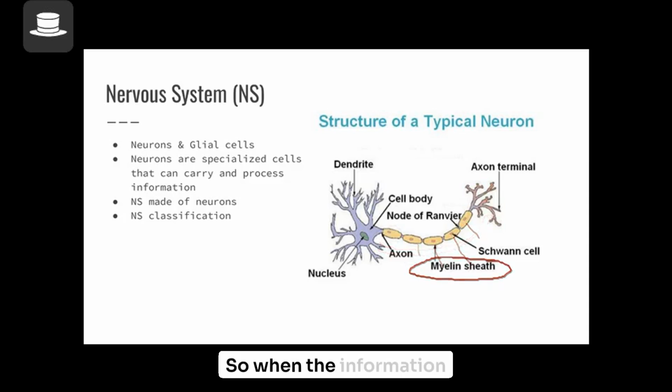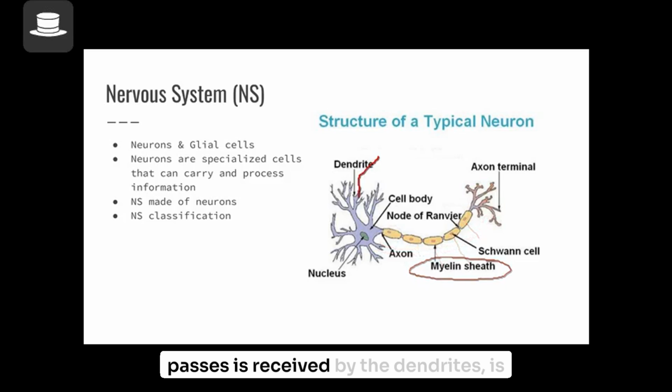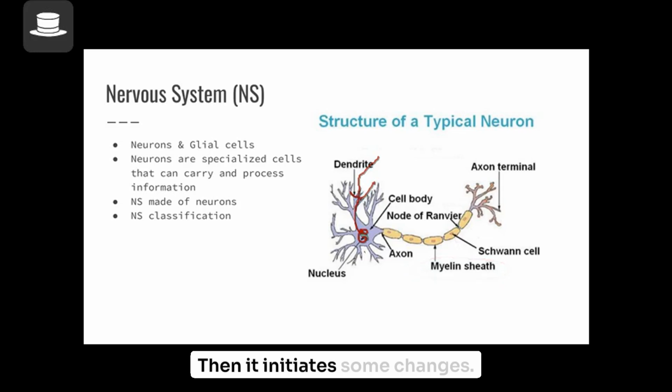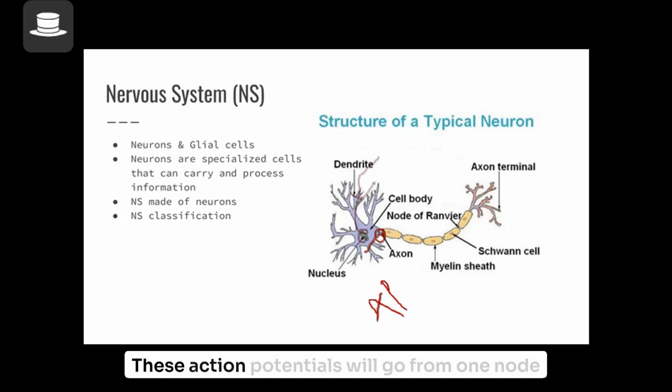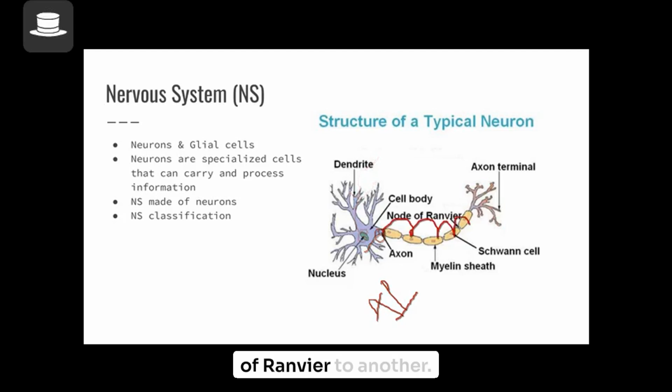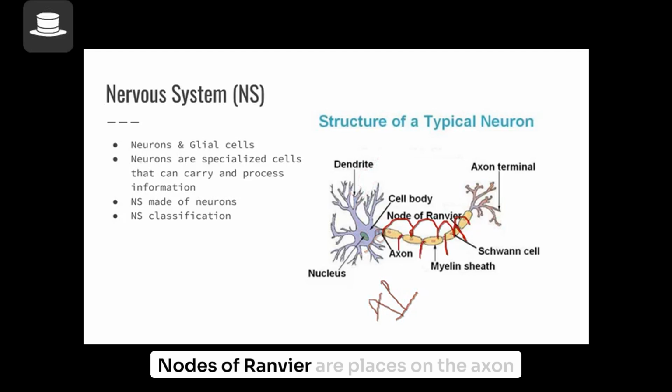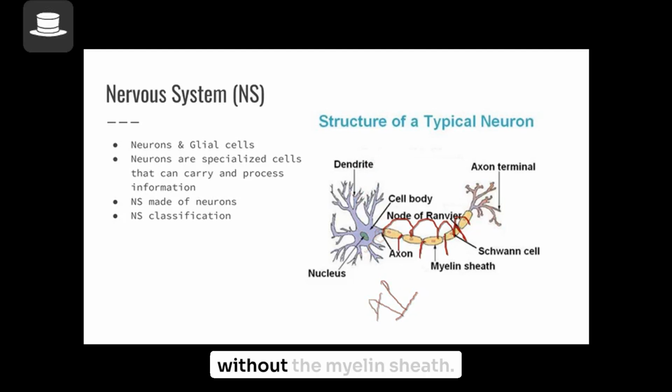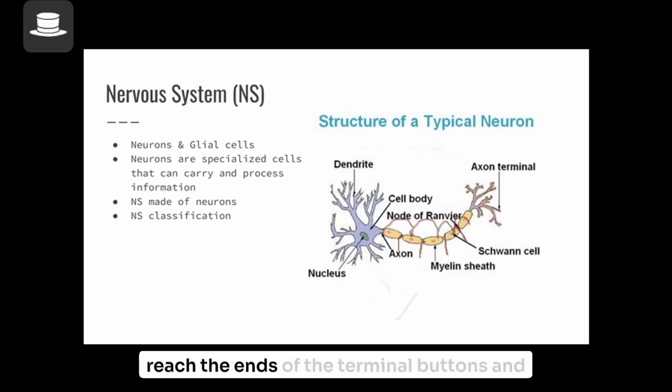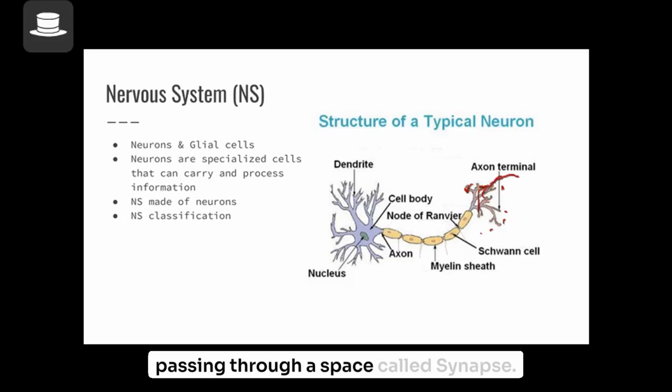So when the information received by the dendrites is brought to the cell body, then it initiates some changes, and these changes are called action potentials. These action potentials will go from one node of Ranvier to another. Nodes of Ranvier are places on the axon without the myelin sheath. Eventually, these action potentials reach the terminal buttons, and from there it goes to the next neuron by passing through a space called the synapse.